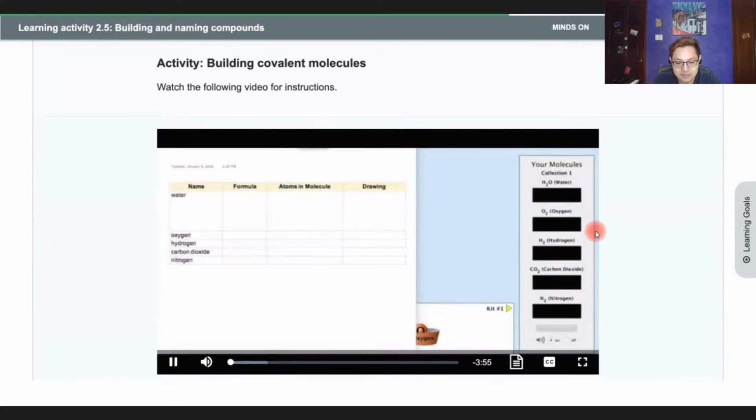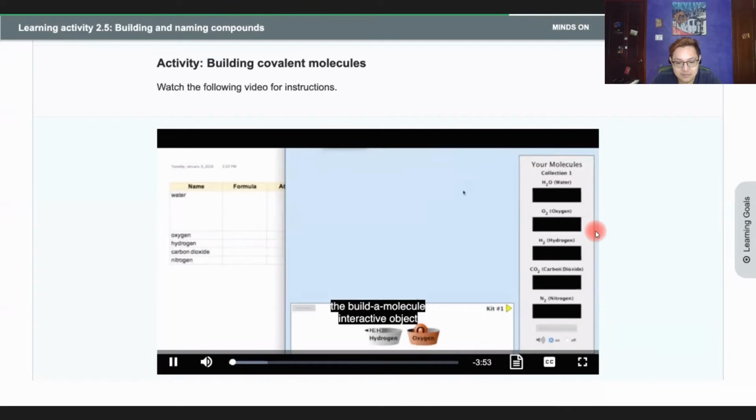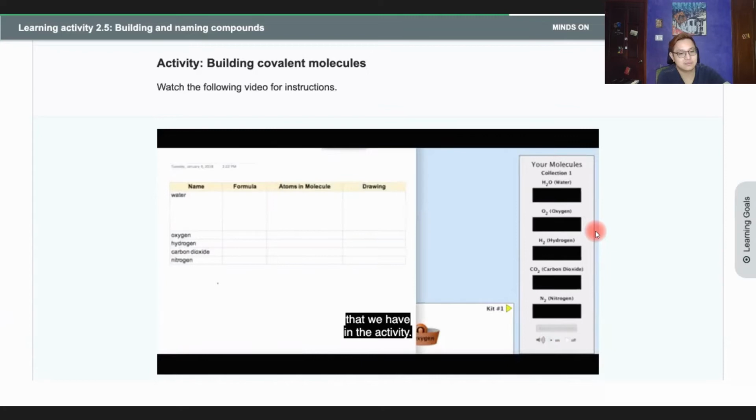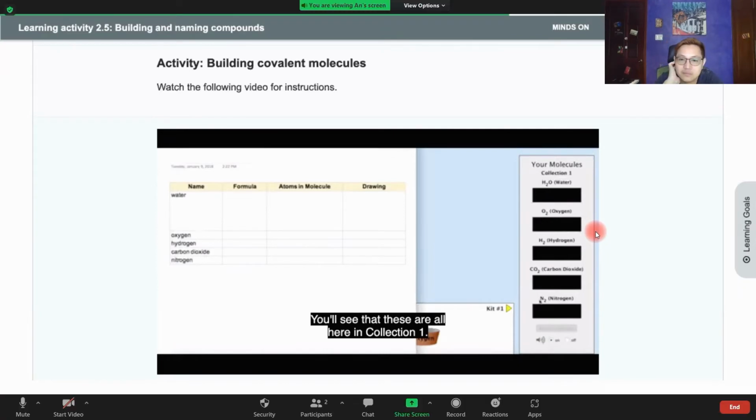Okay, we're going to look at seeing. We build a molecule interactive object to complete this table that we have in the activity. We'll do the first one together, and then you can do the last 4 on your own. And you'll see that these are all here in collection 1.